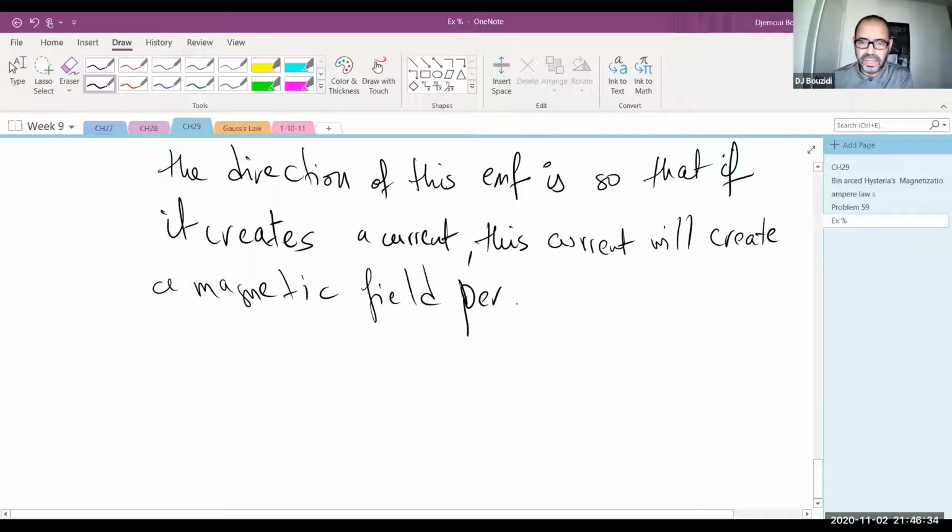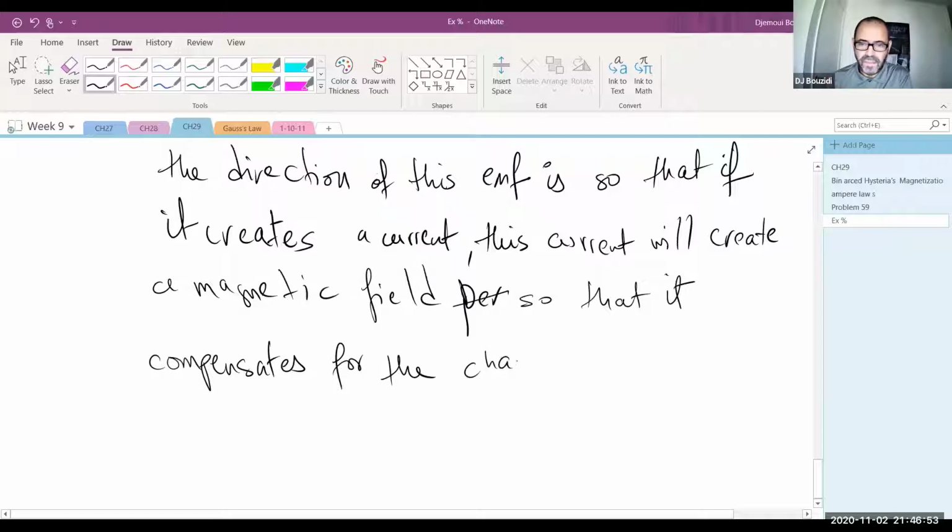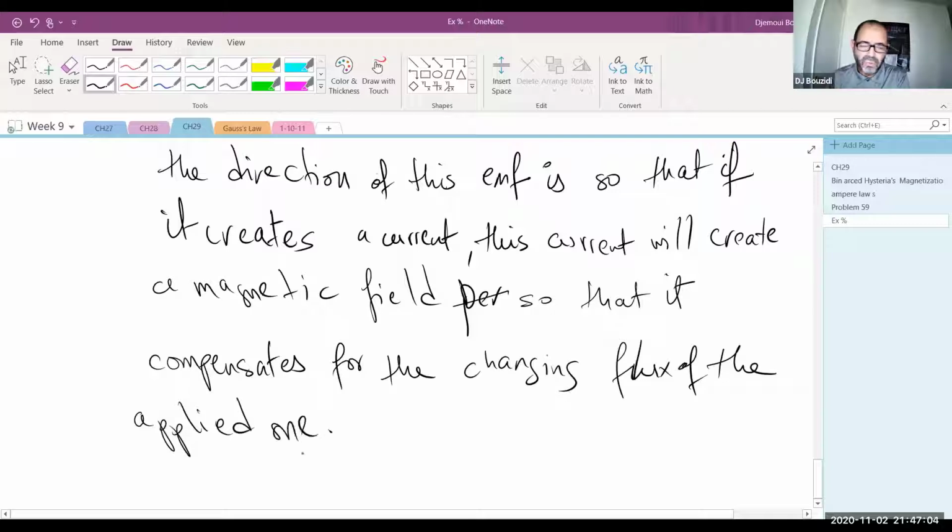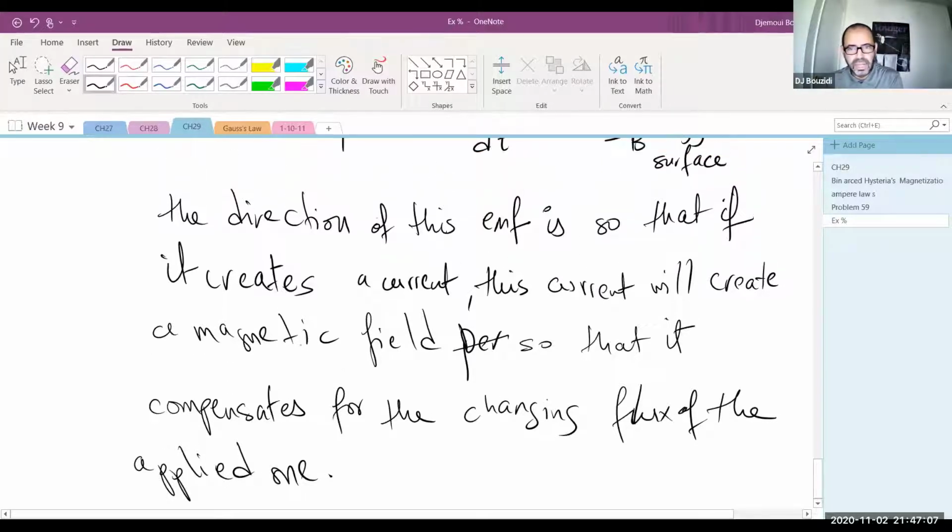So that the magnetic field will create a magnetic field. What is it? This current will create a magnetic field so that it compensates for the changing flux of the applied one. It's a mouthful. It really is, okay?